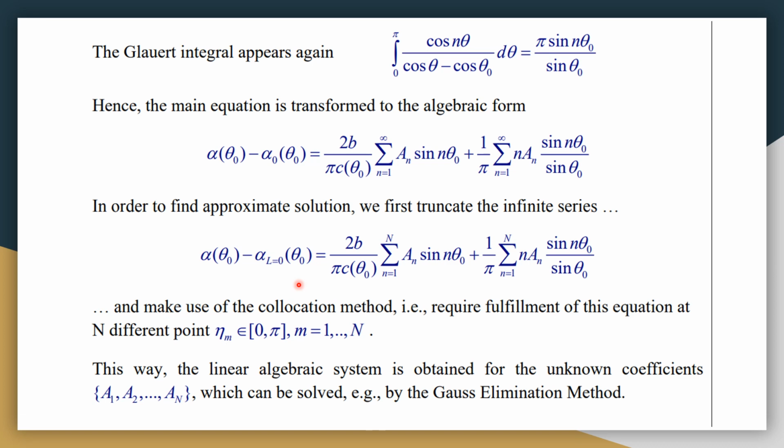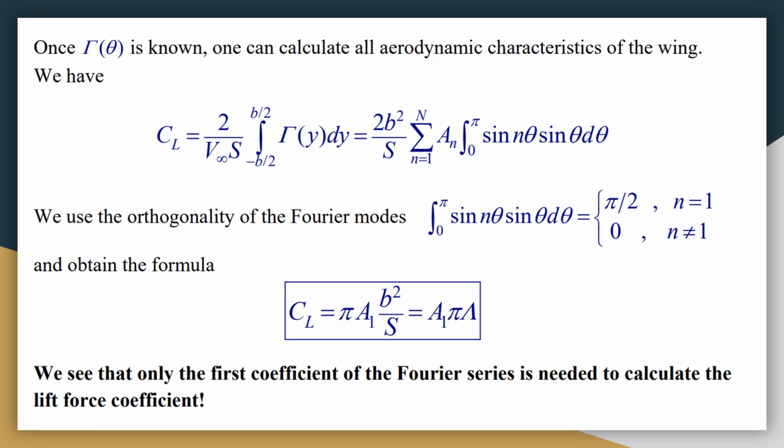However, let us choose N different span-wise stations and evaluate the equation at each of the N stations, so we obtain a system of N independent equations. So we know theta n equal to 0 to pi, with n equal to 1 to N. This way a linear algebraic system is obtained for the unknown coefficients a1, a2 till a N, which can be solved by, for example, the Gauss elimination method. By the previous algebraic equations of N unknowns, namely a1, a2 till a N, now tau theta naught is known by the equation.